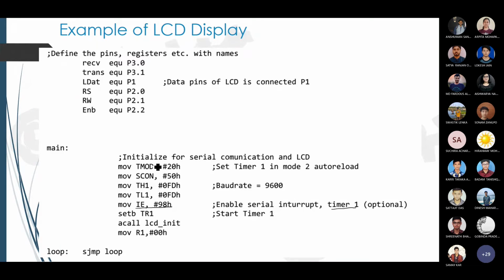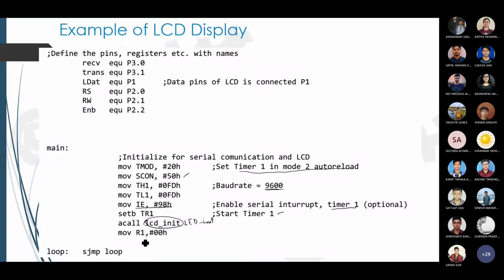Apart from that, this T mode, then SCON, then for baud rate for 9600, we need to set TH1 as FD and TL1 as FD, right? Then we start the timer and we have to set timer 1 in mode 2, auto reload mode, right? So this is for, so you can replace it for this LED init.